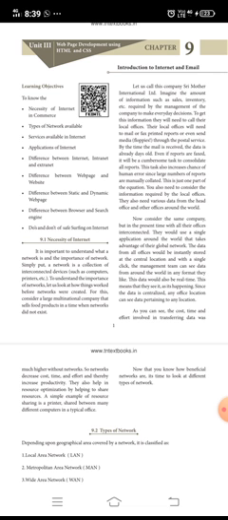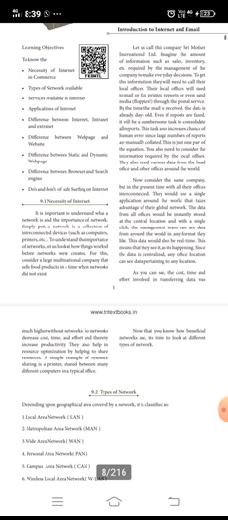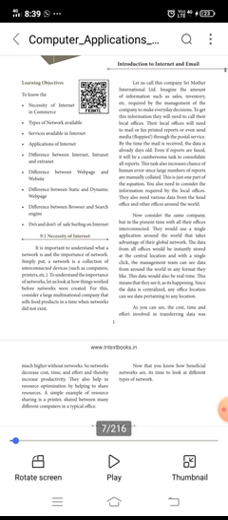Okay guys, so this is about today's section, and in the next section we can see the types of network. Please refer to Google, study about the uses of internet and please learn that. Okay guys.